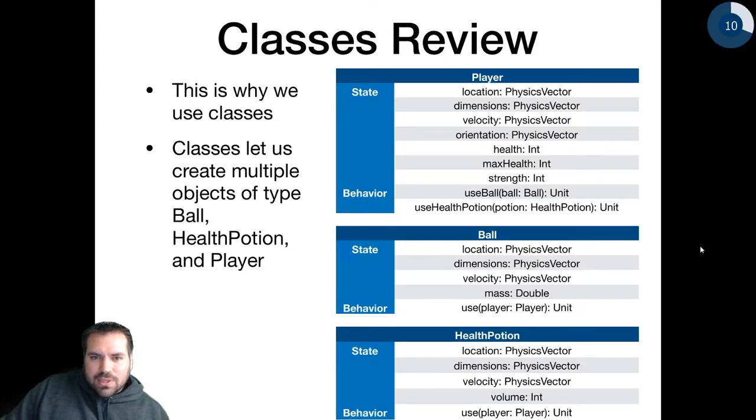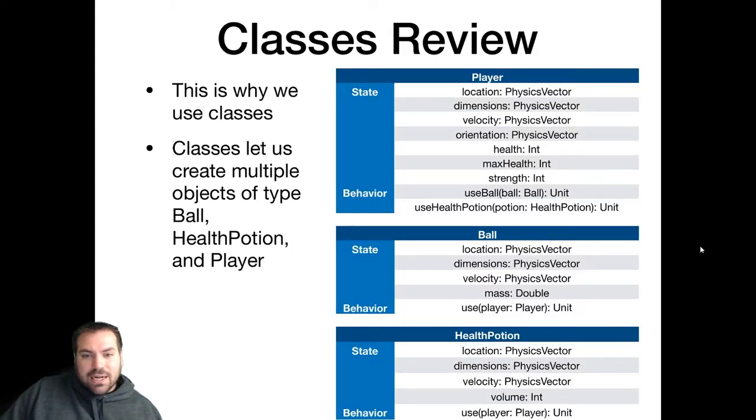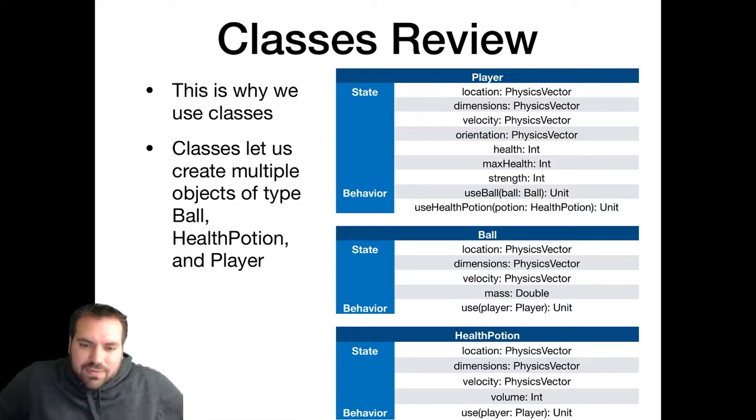This is why we use classes. So instead of defining these as objects, we define these as classes because we want multiple objects of these types. We want more than 1 player. We want a multiplayer game. We want more than 1 ball object. We want more than 1 health potion object. So we can interact with multiple objects of these types.